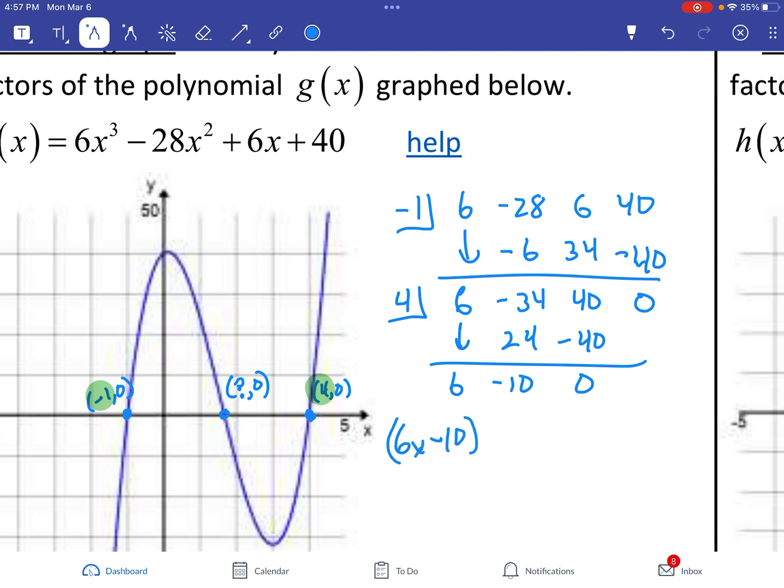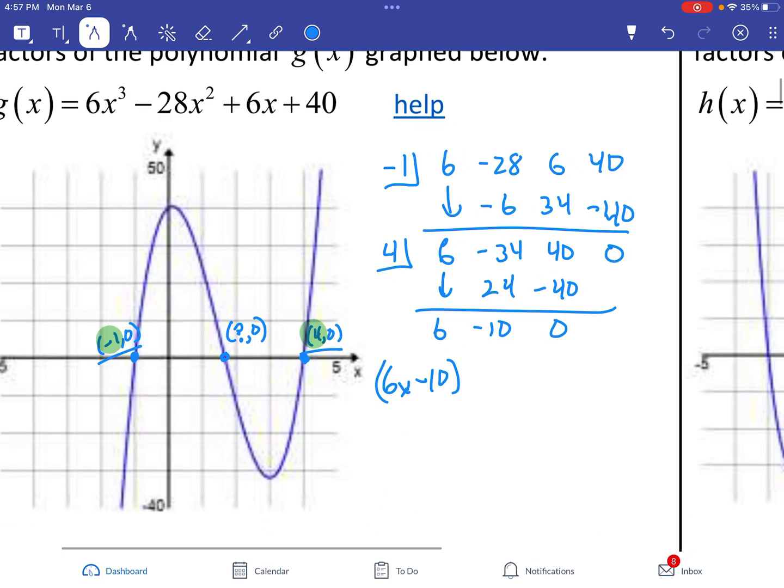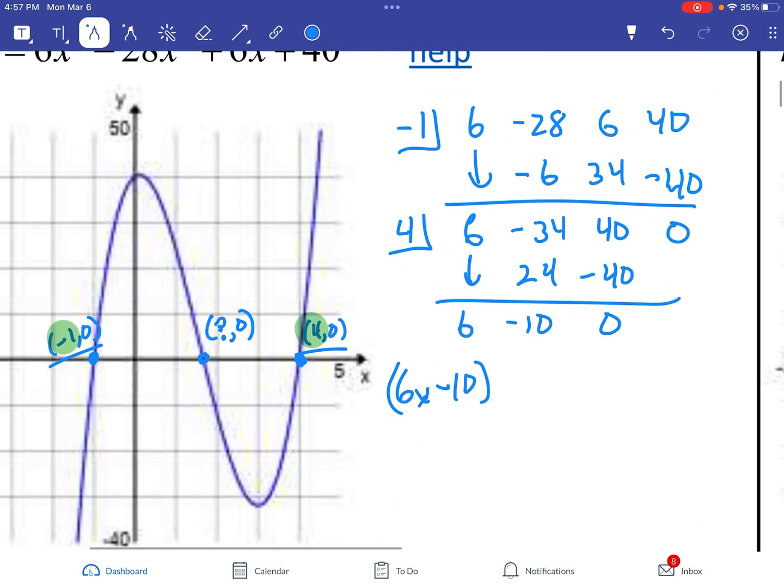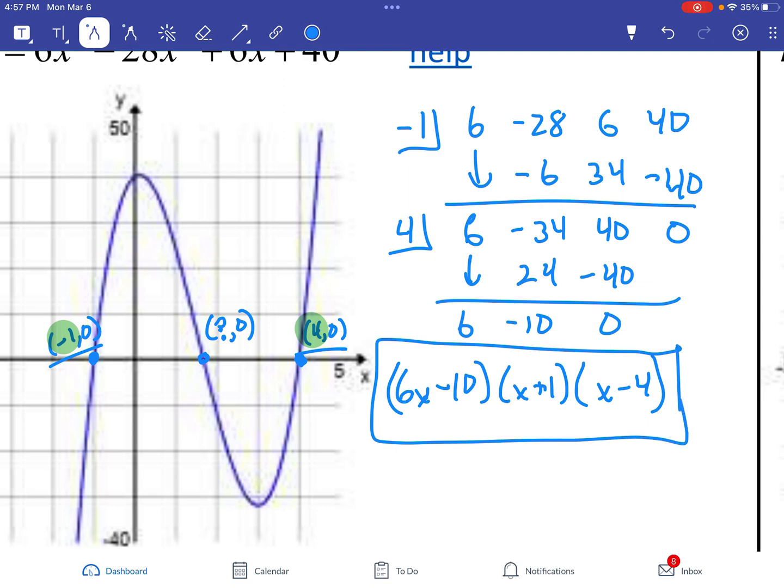And the other two factors, which are here and here, we have to put back as factors. They are currently solutions. So we're going to have x plus 1 and x minus 4. Notice the signs both change in those numbers because they are solutions, not factors. Now they are factors, so the signs will change back. And that is our answer.